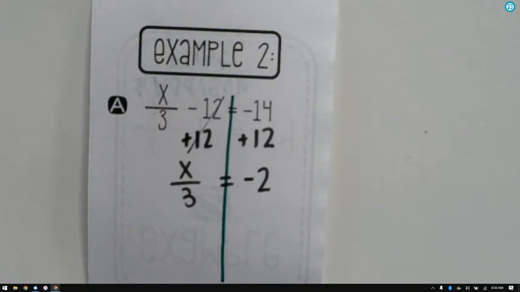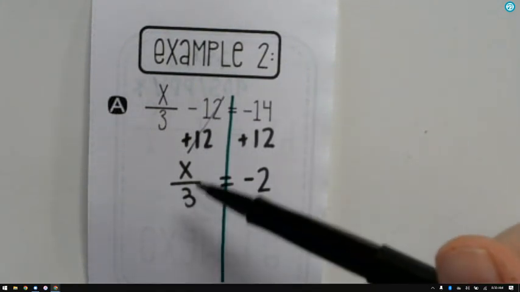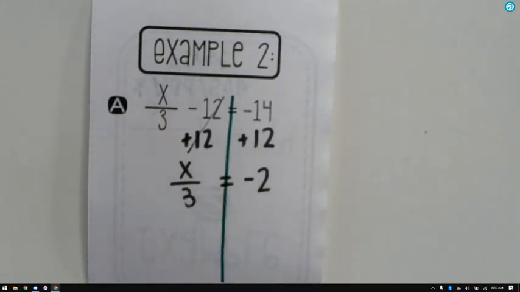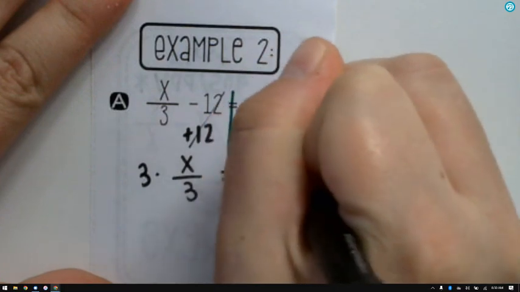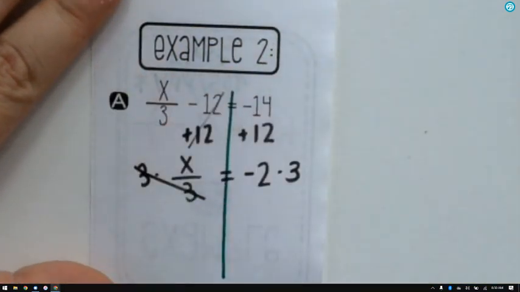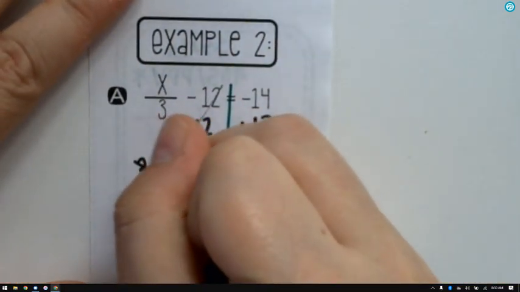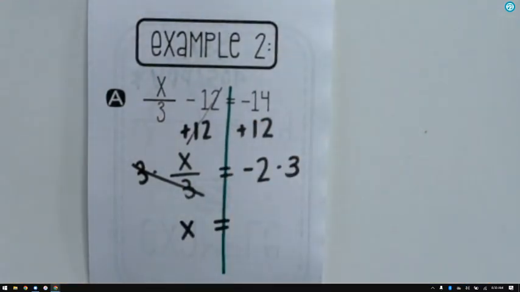Okay, then this right here is division. So this is x divided by 3. Opposite of division is multiplication, so we will multiply both sides by 3. I like to multiply on the outsides here, because then I know those 3 over 3 cancels. So I've got x equals negative 2 times 3, which is negative 6.